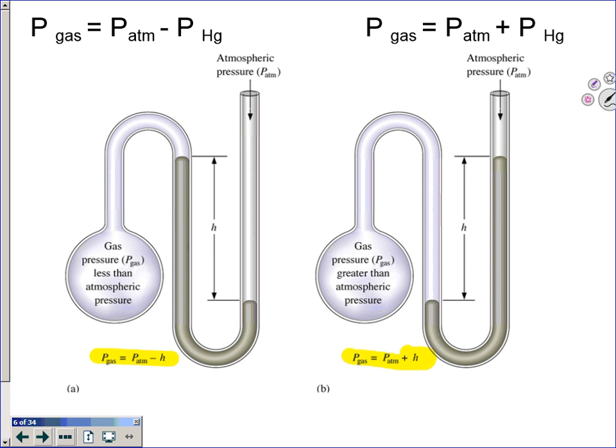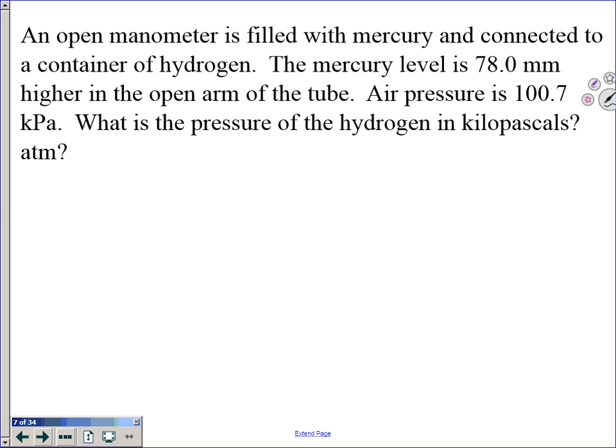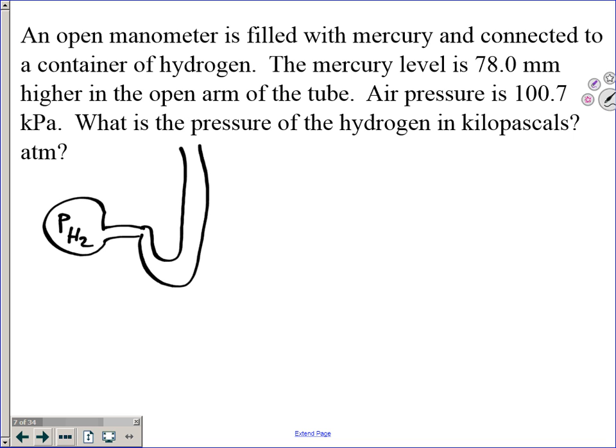Thumbs up, please. Okay. All right, so here's your scenario. You've got an open manometer filled with mercury and connected to a container of hydrogen. So how does that look? What's the manometer look like? Circle thing. What's in here? Which gas? Hydrogen. Okay. It's connected to this little U-tube, open end over here. And what's inside of this? Mercury. Okay, I don't know how much, we'll see in a second.